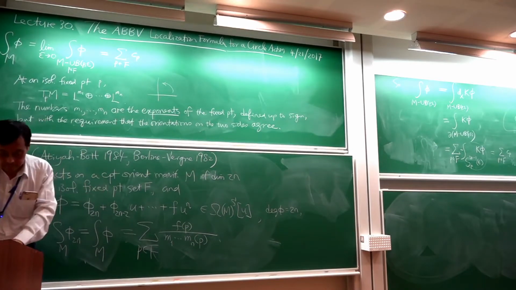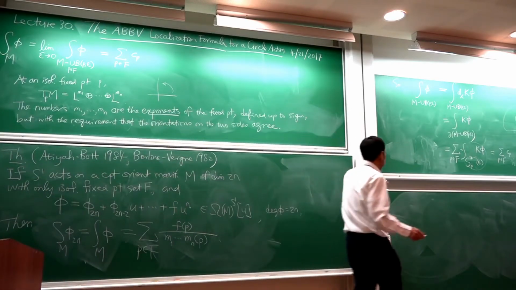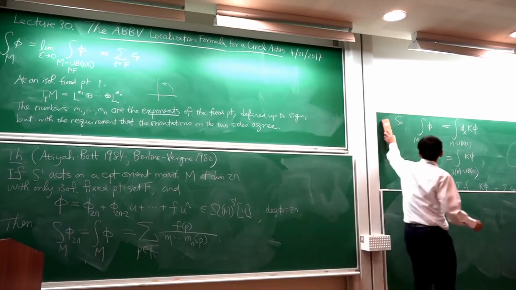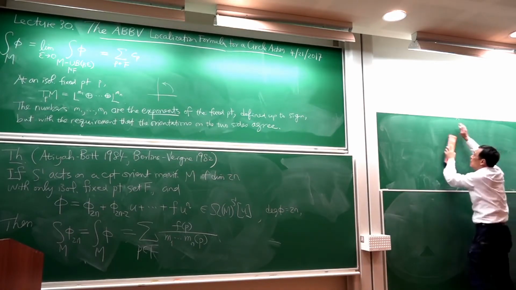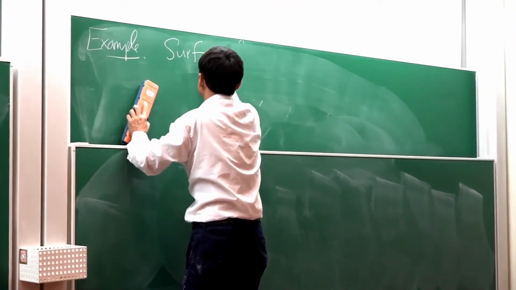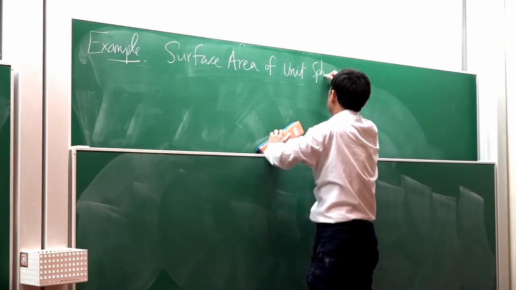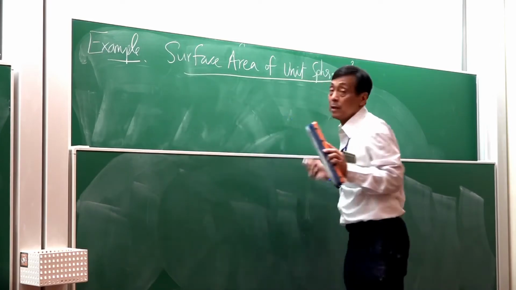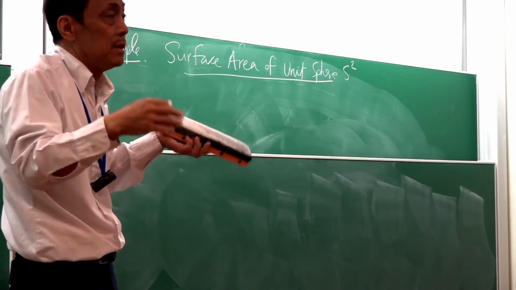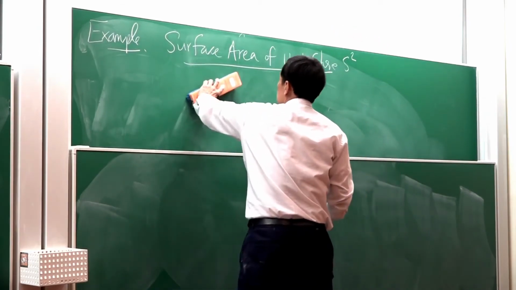Okay, so let's do an example to see how this formula works. Example: the surface area of, say, the unit sphere. If you can calculate the surface area of the unit sphere, then you can calculate the surface area of a sphere of any radius, right? Just by multiplying by r to the dimension.